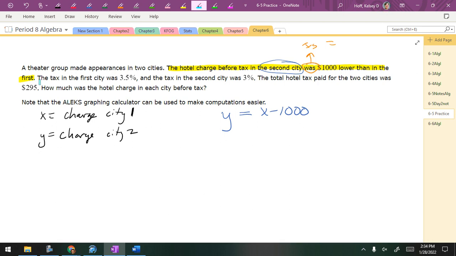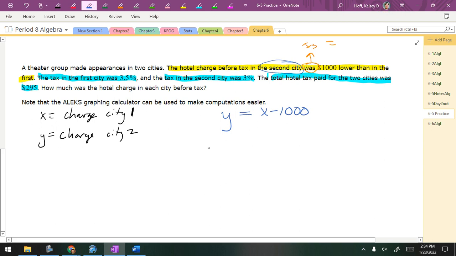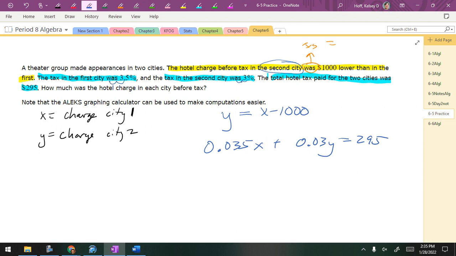Okay, then how about your second one? The tax in the first city was 3.5%. Tax in the second city was 3%. The total hotel tax paid for the two cities was $295. Chloe. 0.035x plus 0.035 equals 295. Thoughts? I heard decimals, right? Yeah. I like it. Decimals will get you. 0.035 versus 0.35 will give you very different answers, right?